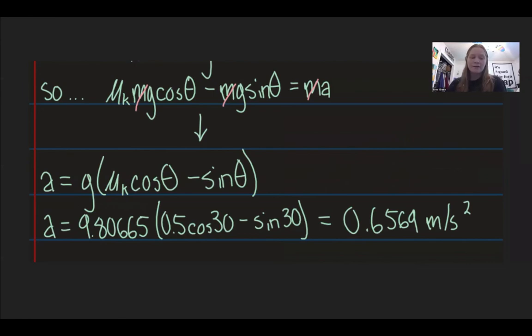Then once we plug in the numbers we were given, acceleration equals 9.80665 for gravity times the quantity coefficient of kinetic friction, which is 0.5, times cosine of 30 minus sine of 30. We get the final acceleration of 0.6569 meters per second squared. And that is how you find the acceleration of the crate.